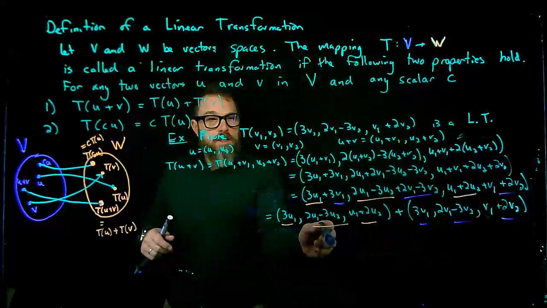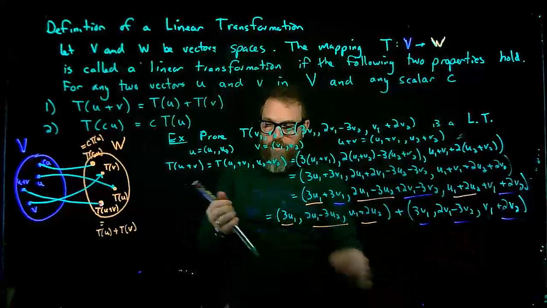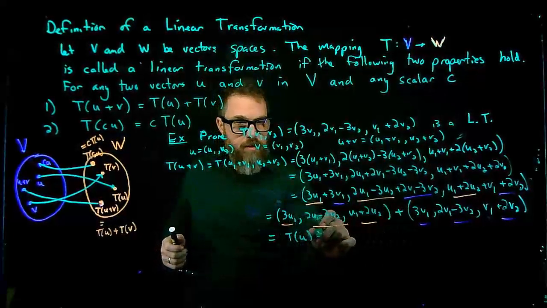And this, well, actually, we already recognize this. This is just T of v. Therefore, this one right here has to be T of u. So this is T of u, and this piece here is T of v.